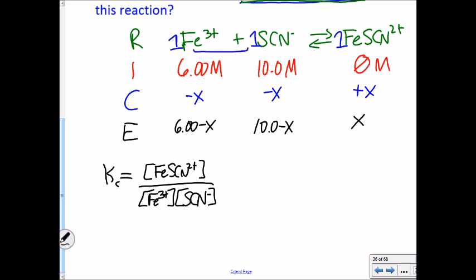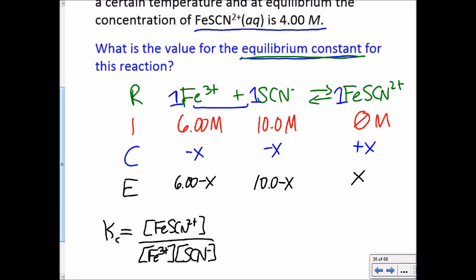Now I can plug in the values. No, this over here is 4. You're right, I'm missing something here because I'm not getting it right. Yes, you're right. It did tell us the equilibrium concentration of our product. And by telling us the equilibrium concentration of the product, now we can determine what x is. Because if it goes from 0 to 4, guess what x is going to be? X has got to be 4.